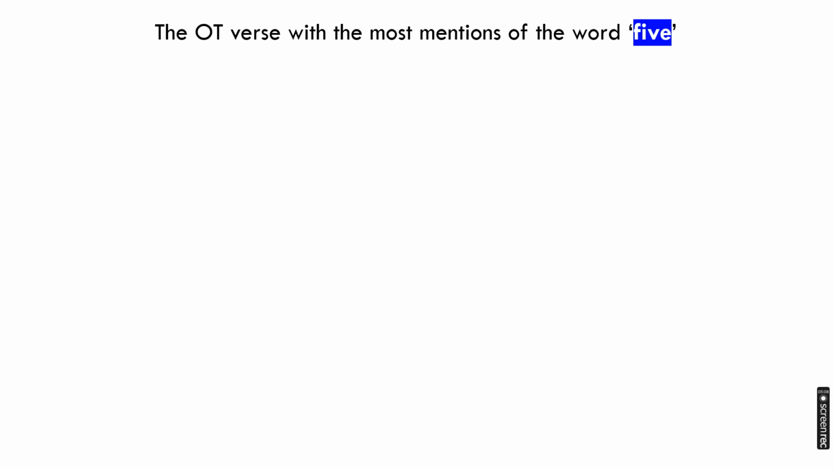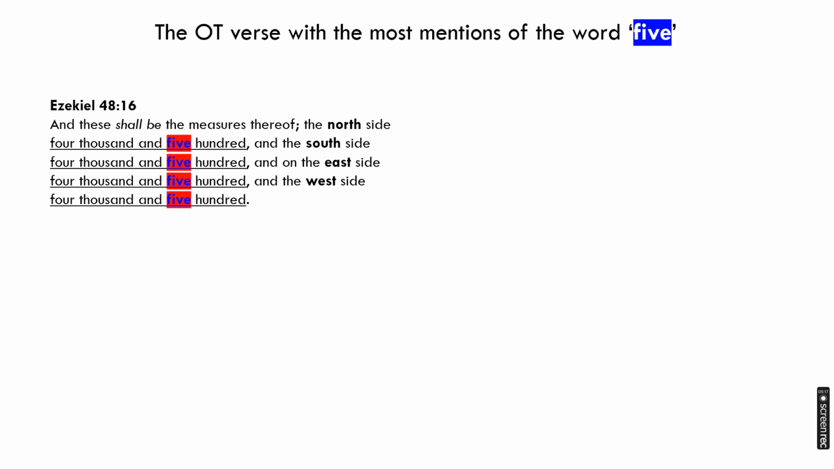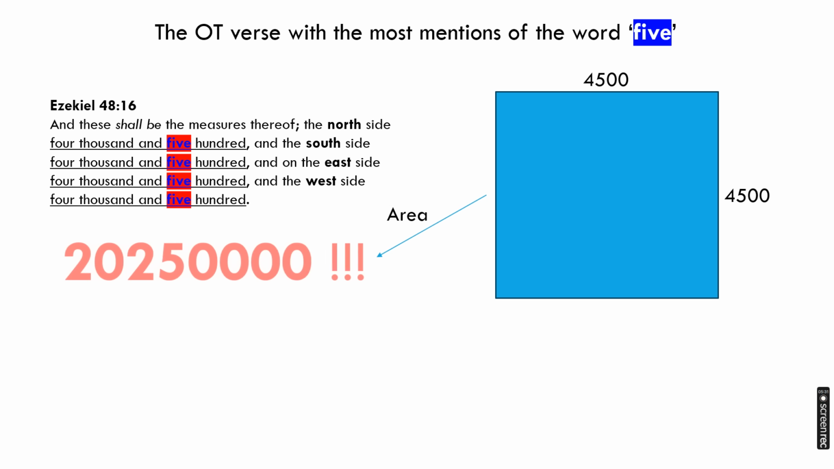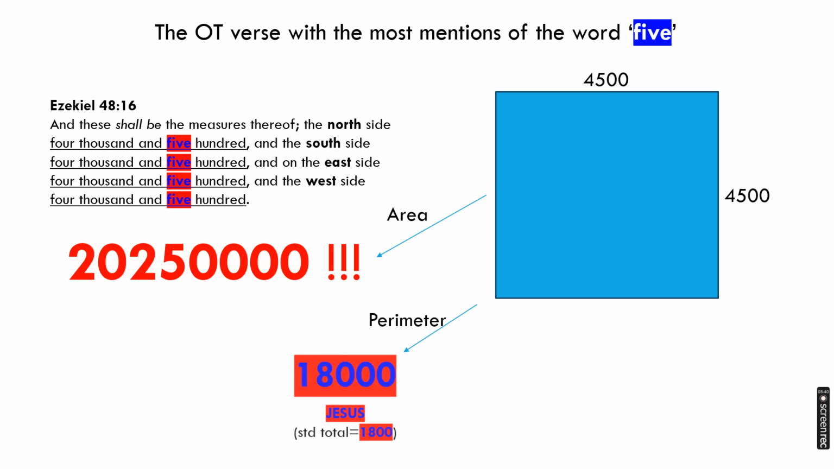The second 2025 code is hidden in the Old Testament verse with the most mentions of the word 5. It is found in Ezekiel chapter 48 verse 16 that describes the city dimensions of Jerusalem in the millennium. The city area is a staggering figure of 20.25 million square cubits. Its perimeter is 10 times the standard total of the gematries of Jesus in 3 languages. Even the angles of north, south, east, west conceal Jesus.